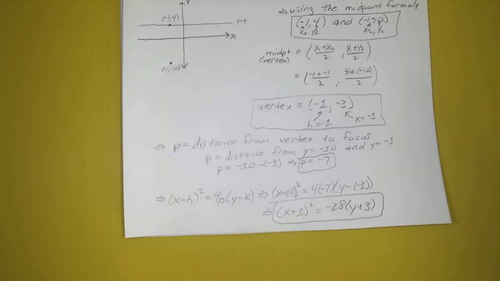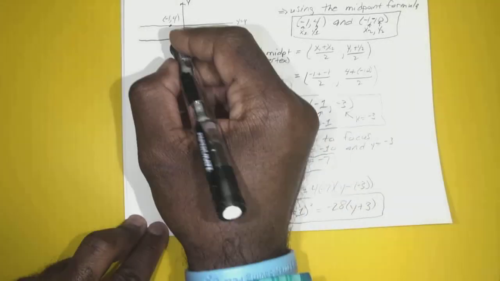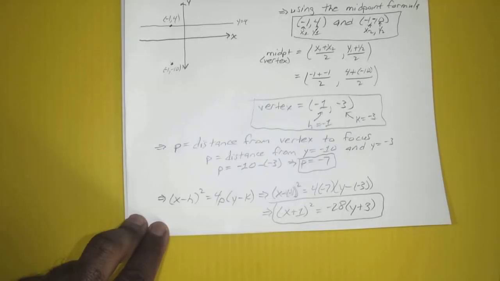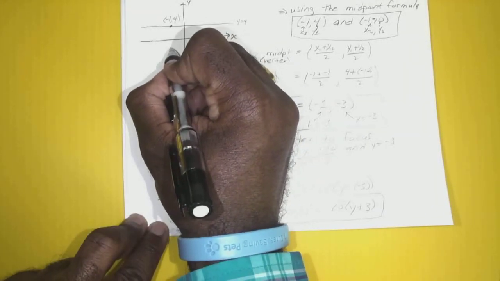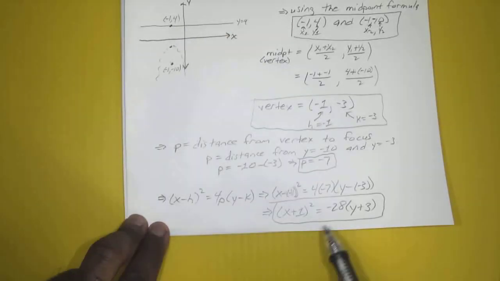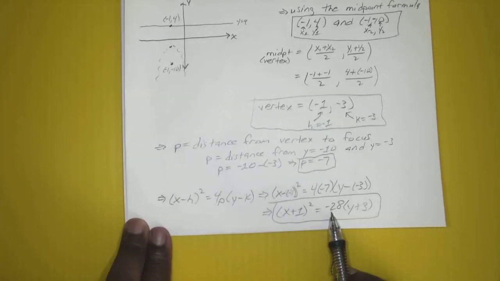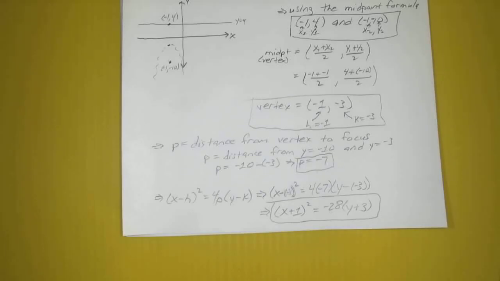All right, so if you did want to graph it, your vertex is at -1, -3, which would be about right here. And we know it opens downward, so it would look something like that, because our 4p is negative, or our p is negative. Since our p is negative, it opens downward.